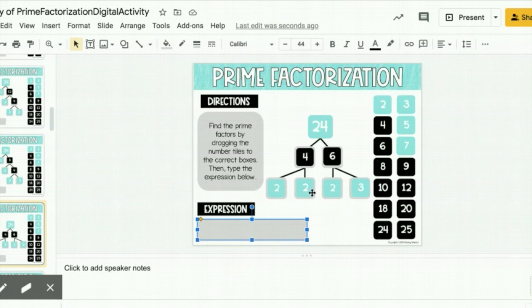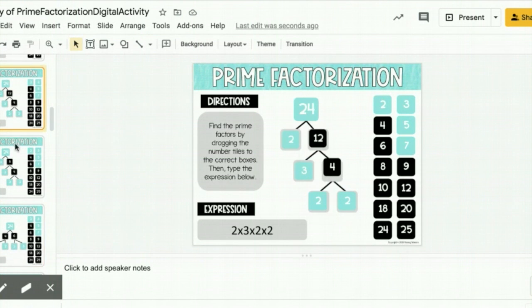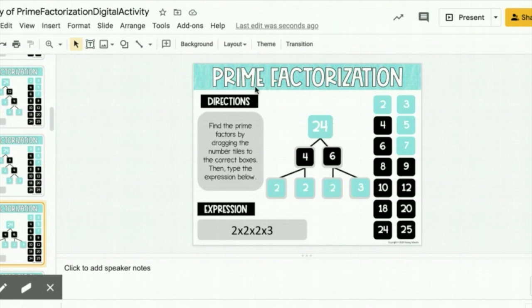So now I've got all my prime factors, and my expression is going to be the exact same as it was before. I've got my 3 2s and 1 3. So it's going to be 2 times 2 times 2 times 3. 2 times 2 is 4. 4 times 2 is 8. 8 times 3 is 24. So these are all the exact same. They are all equivalent. So no matter how you start, if you started off with 2 times 12, 3 times 8, 4 times 6, I still end up with the same expression. All of my expressions are equal to 24.